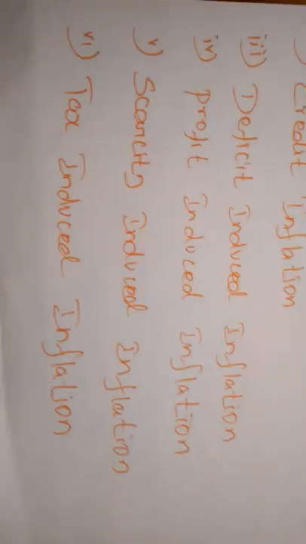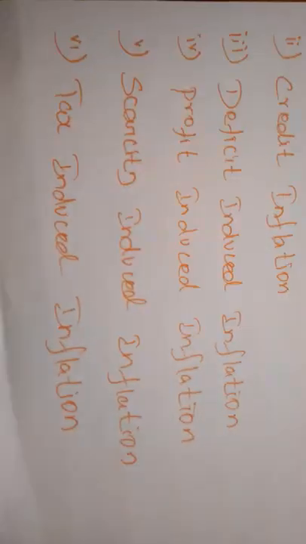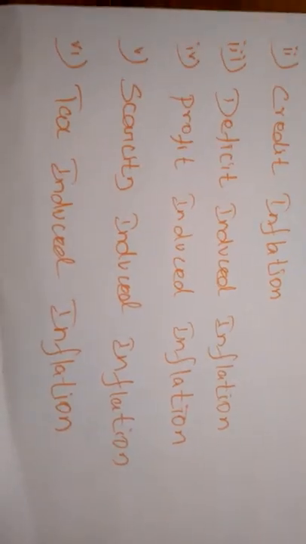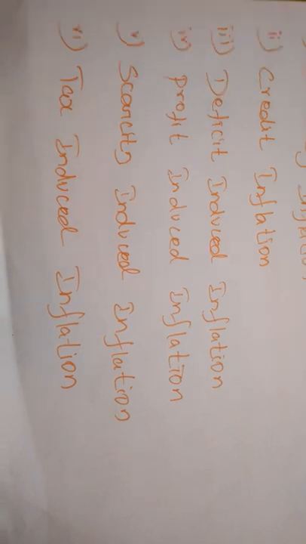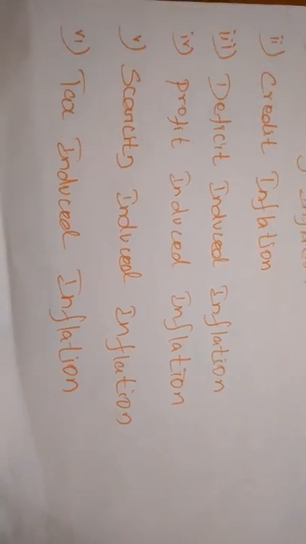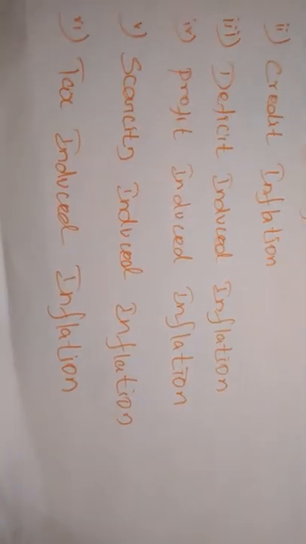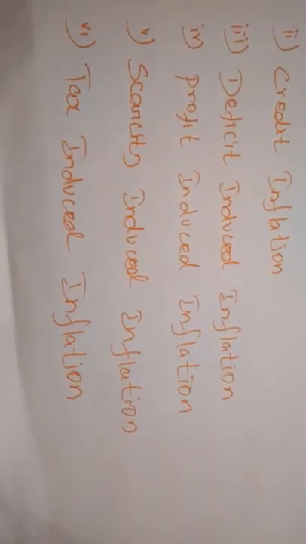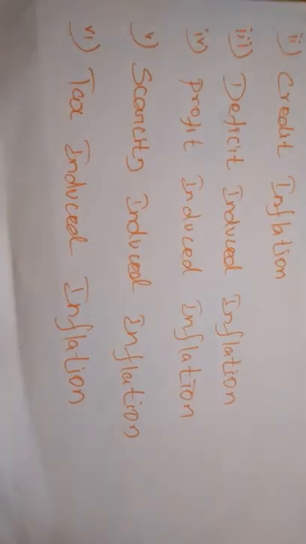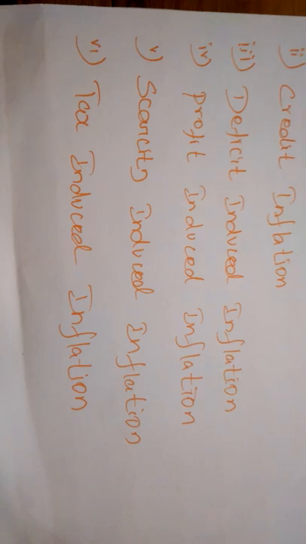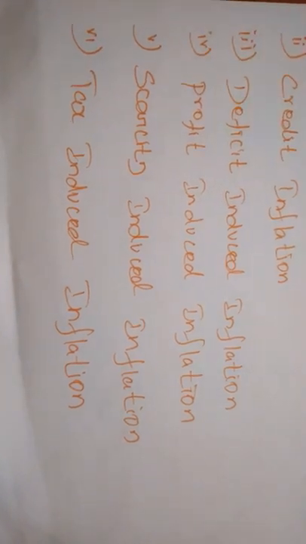Okay, next, tax induced inflation. Tax induced inflation means that the government will impose new types of tax, and if the tax rate is very high for the producers and the sellers, they will add the increased tax into the price of those commodities. Okay, now for example, I told you yesterday about the GDP.